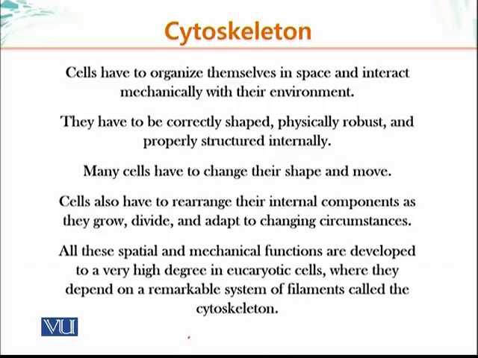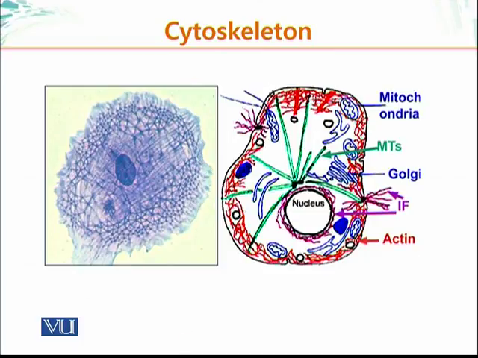Now I'm going to show you a photograph. This panel basically shows a cell which is stained by a type of dye called Coomassie blue. This dye basically stains the proteins. Look at all the fibrous structures in the cell. These are basically the cytoskeletal elements.